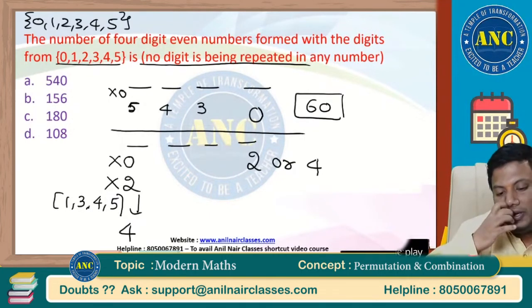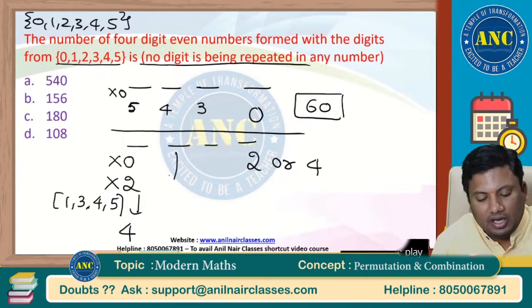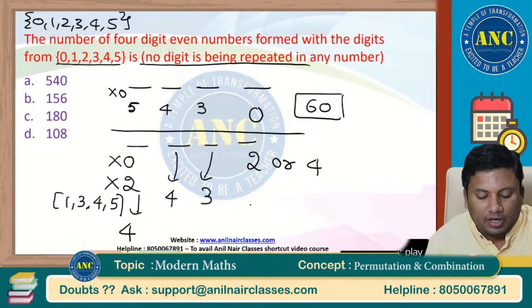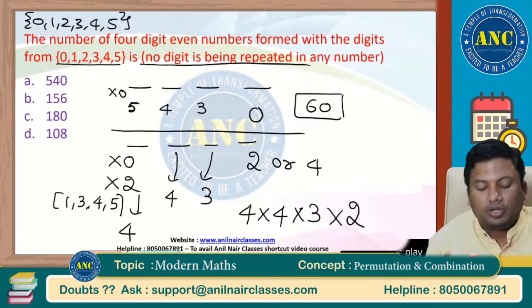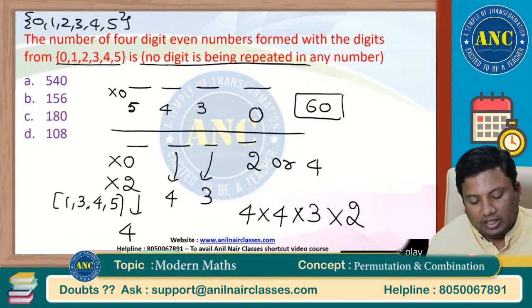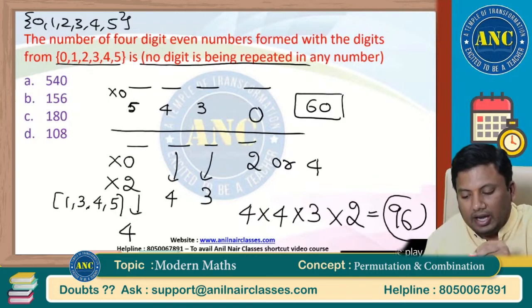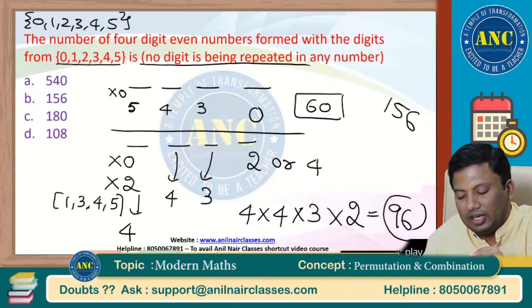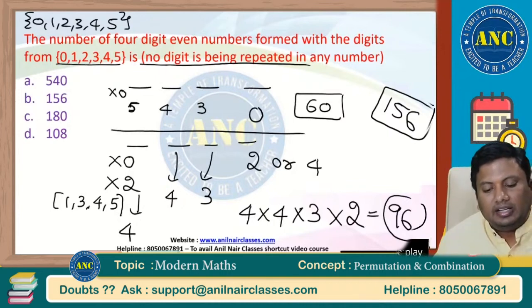Out of 6 digits, leftmost is fixed, rightmost is fixed. Remaining 4 digits will come. Remaining 3 digits will come. So here it is nothing but 4 into 4 into 3. Either 2 or 4, 2 cases will come. These are nothing but 16 sixes are 96. 60 and 96, answer is nothing but 156.